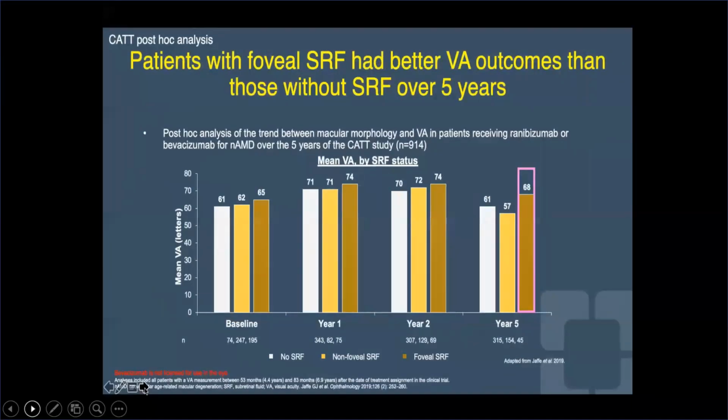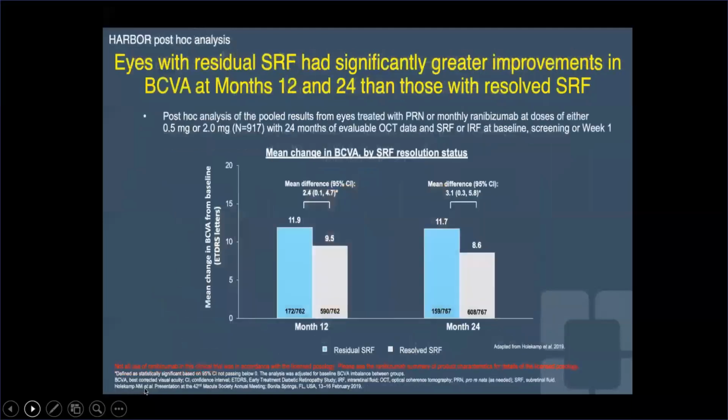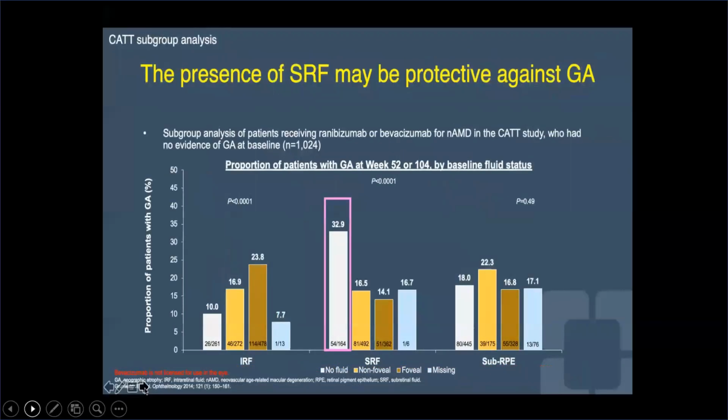So this again goes to the fact that we talked about maybe a protective effect on the RPE with the subretinal fluid. And finally, you have this same graph in the HARBOR analysis showing you a mean differential of about 2 to 3 letters at month 12 and month 24, again showing you that there's a better improvement in visual acuity in those who had persistent subretinal fluid over time.